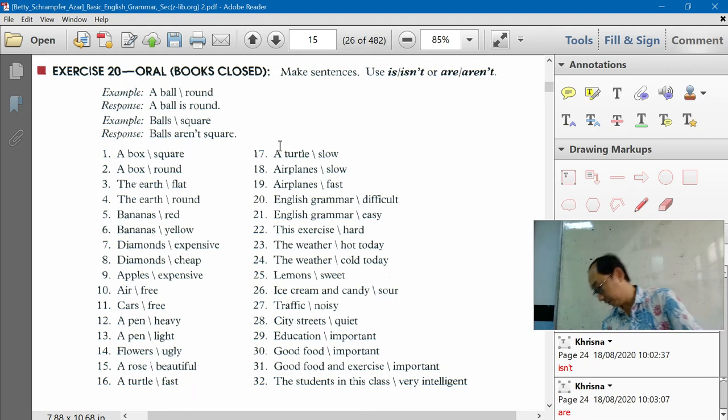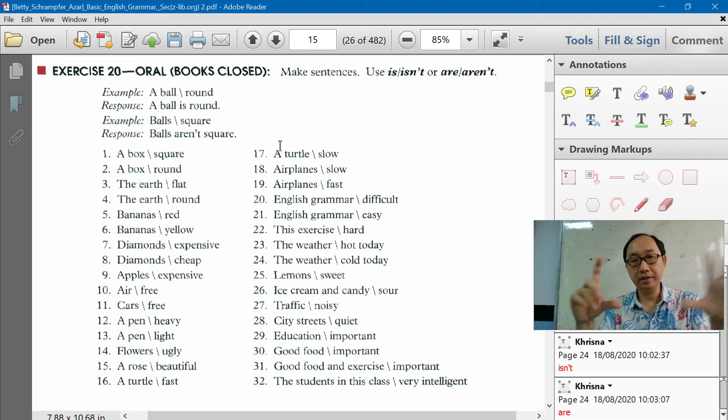Yeah, a box. Where is an example of a box? I think you know a box. A box is not square. A box is, oh sorry, square. Yeah, sorry, I made a mistake. A box is square. A box is not round.